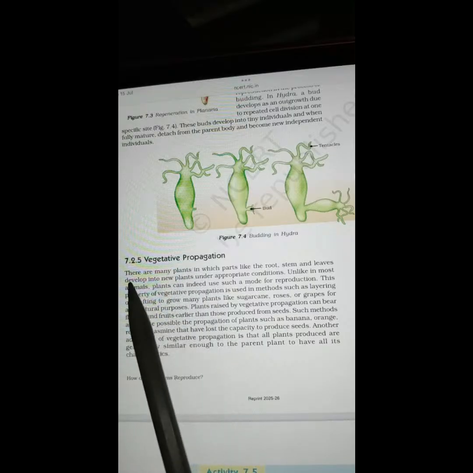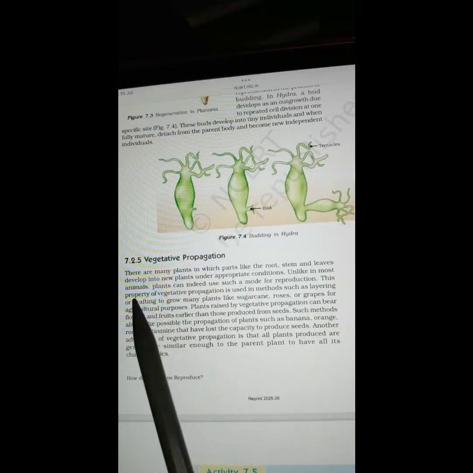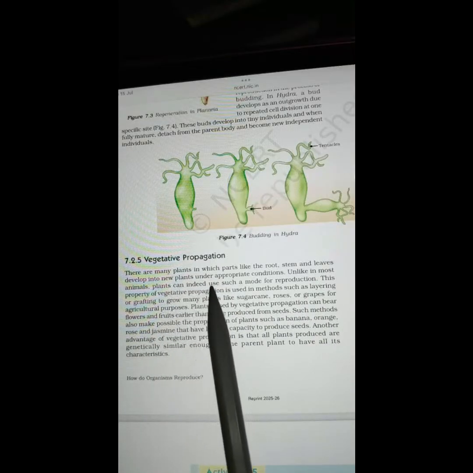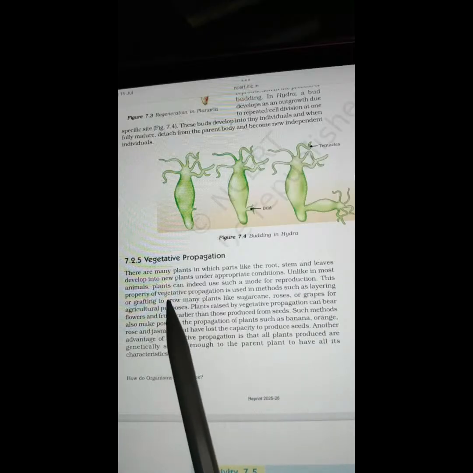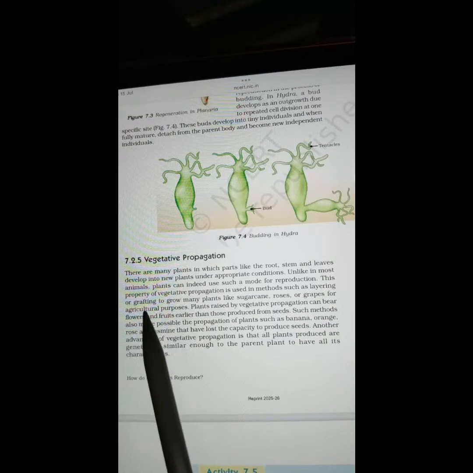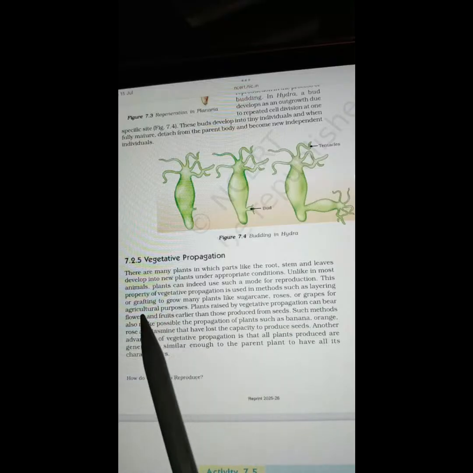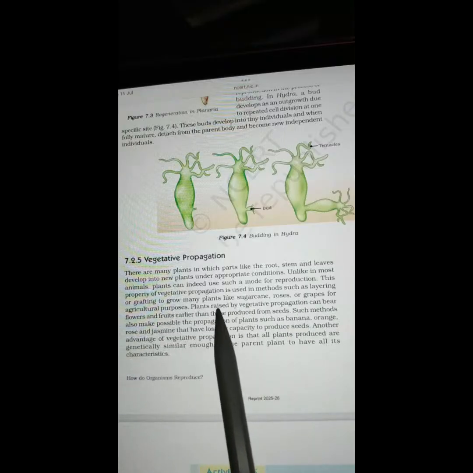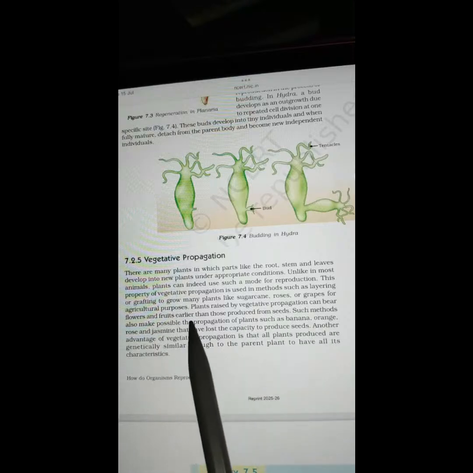7.2.5 Vegetative propagation. There are many plants in which parts like the root, stem, and leaves develop into new plants under appropriate conditions. Unlike in most animals, plants can indeed use such a mode of reproduction. This property of vegetative propagation is used in methods such as layering or grafting to grow many plants like sugarcane, roses, or grapes for agricultural purposes.